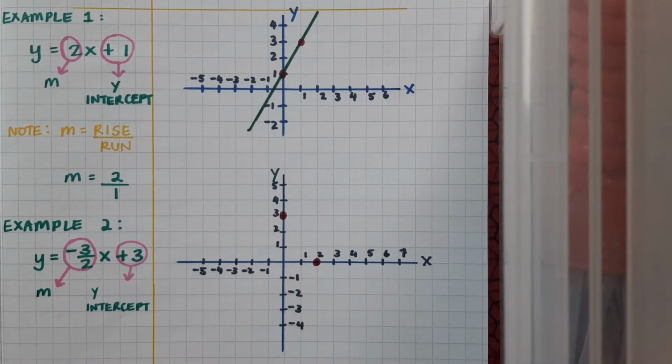Now that I have 2 points on the line, I can join them to make the line. And I draw a line that passes through those 2 points. And that line that I've just drawn is the line y equals minus 3 over 2 x plus 3.